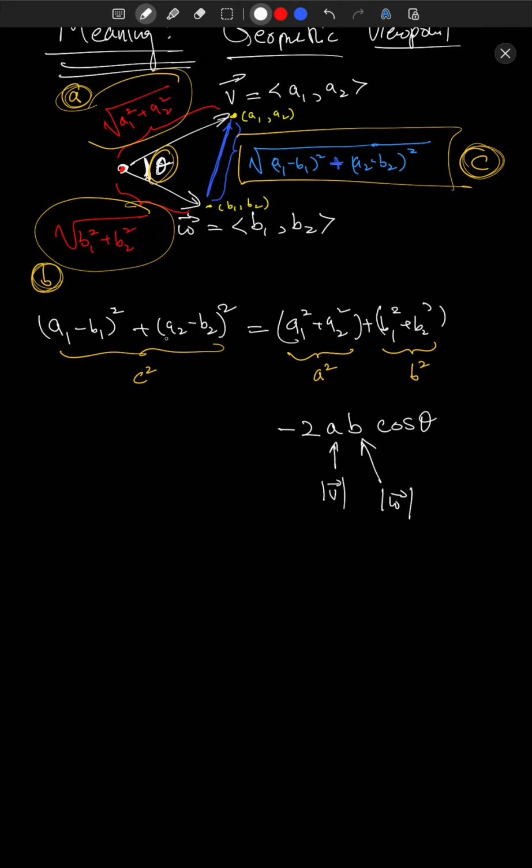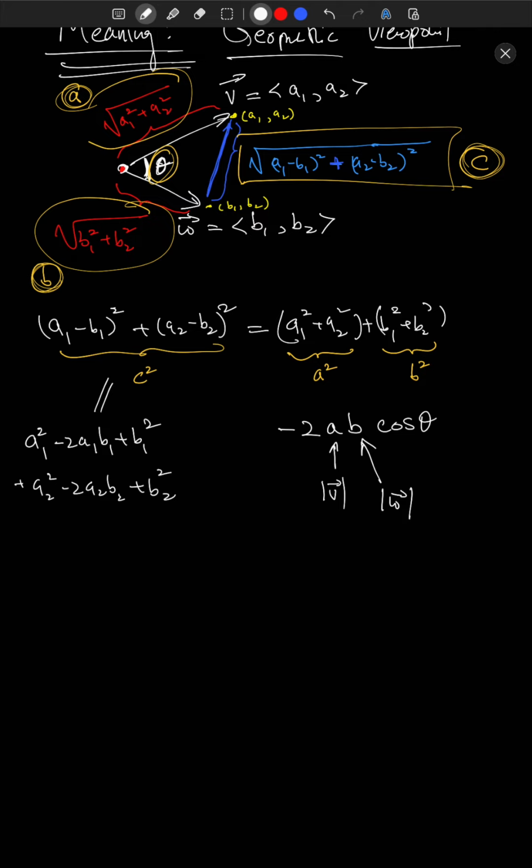What's interesting here is that the left-hand side, I can just brutally multiply out. So this left-hand side is a1 squared minus 2 a1 b1 plus b1 squared. That's the first term. And then the second term is plus a2 squared minus 2 a2 b2 plus b2 squared.